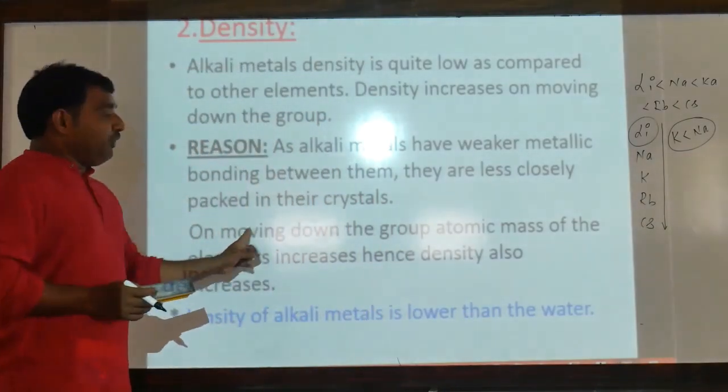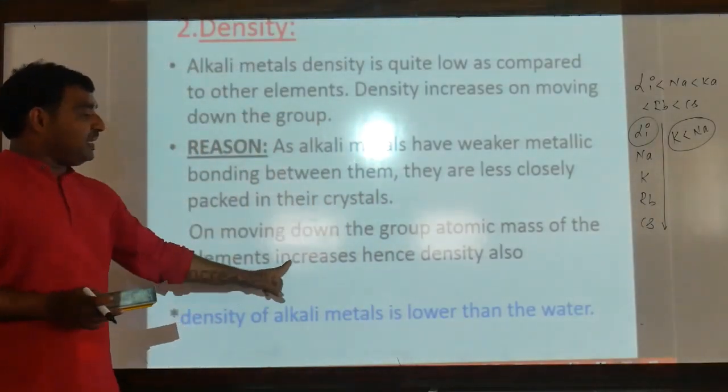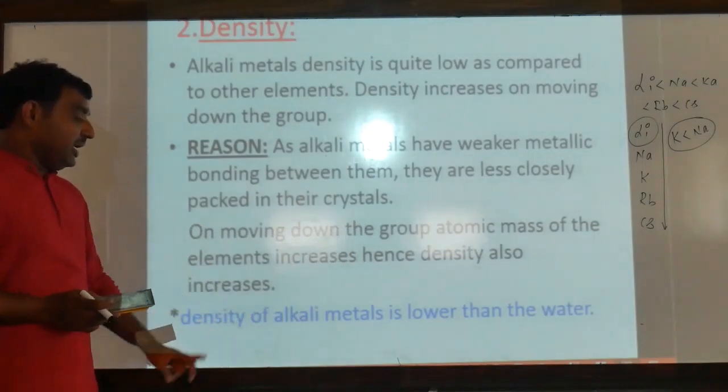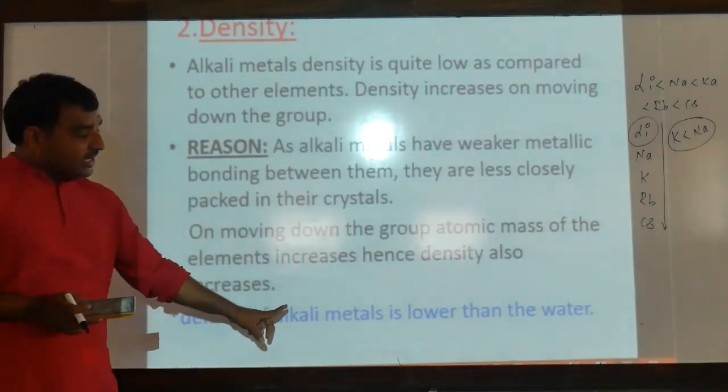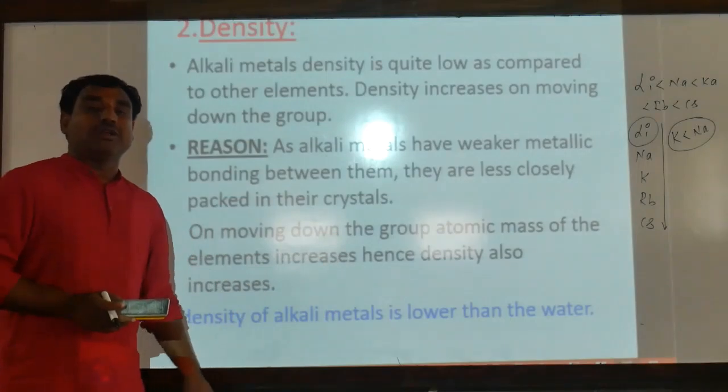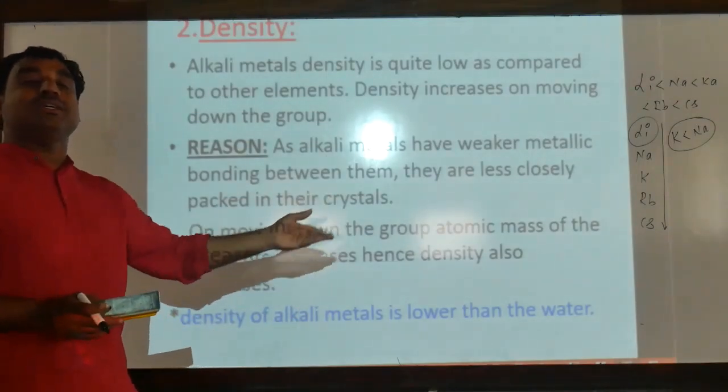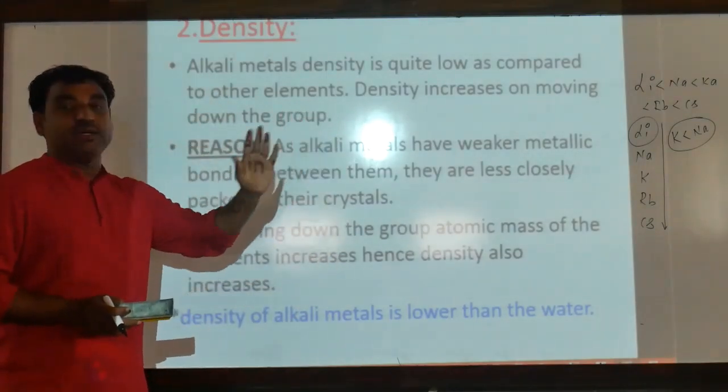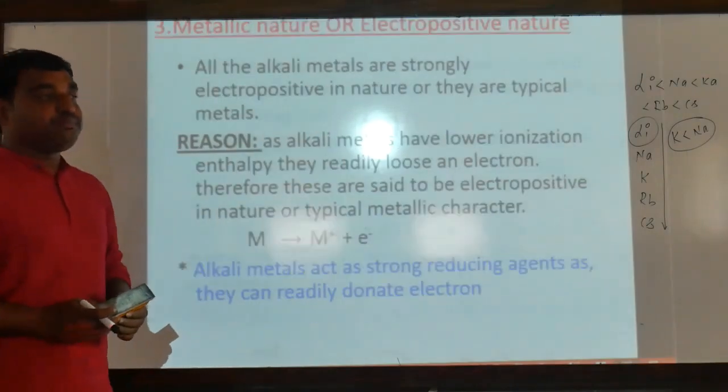On moving down the group, the atomic mass of the element increases, hence the density also increases. The density of the alkali metals is lower than water. Obviously water is denser than the alkali metals, from lithium to cesium.